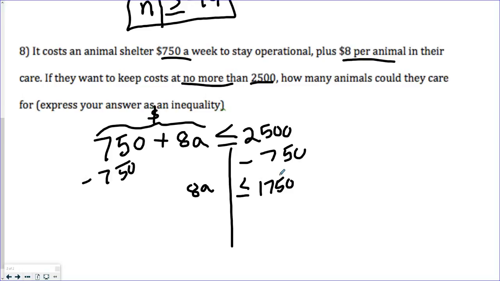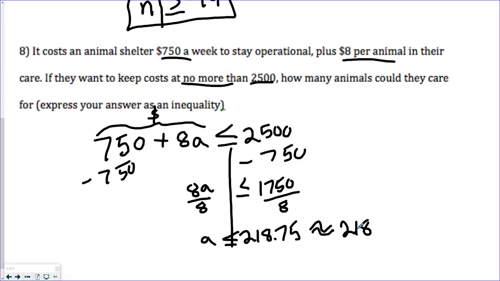And then just like always, we're going to divide by the 8 because it's being multiplied. So divide by 8, divide by 8. Now, because it is a positive 8, once again, we do not flip the sign. We're going to keep the sign as it is because the 8 is not negative, it's a positive, so we don't flip. Again, don't overuse that idea there. So A is less than or equal to 218.75. So that's roughly about, this little squiggly here means about 218.